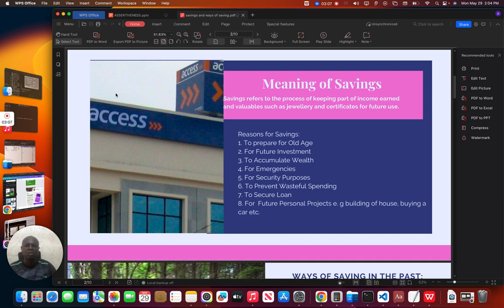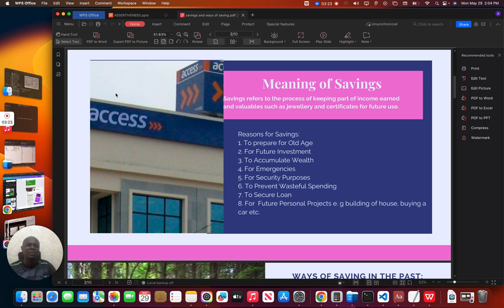To secure loan. If you want to get loan, maybe for a business or for something in the future, you must start saving with a bank. When you do that, you have opportunity to request for loan.